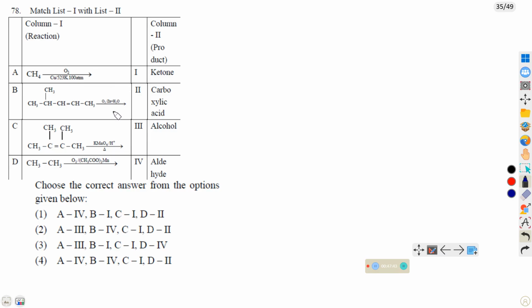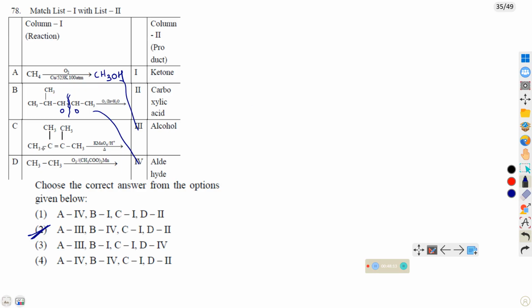Match the following. Methane reacts with oxygen in the presence of copper. Then it gives methyl alcohol CH3OH. Alcohol, A3. Alkene undergoes ozonolysis. Break the double bond. Left side oxygen, right side oxygen. Then it gives only aldehydes. B4, A3, B4. Yes.